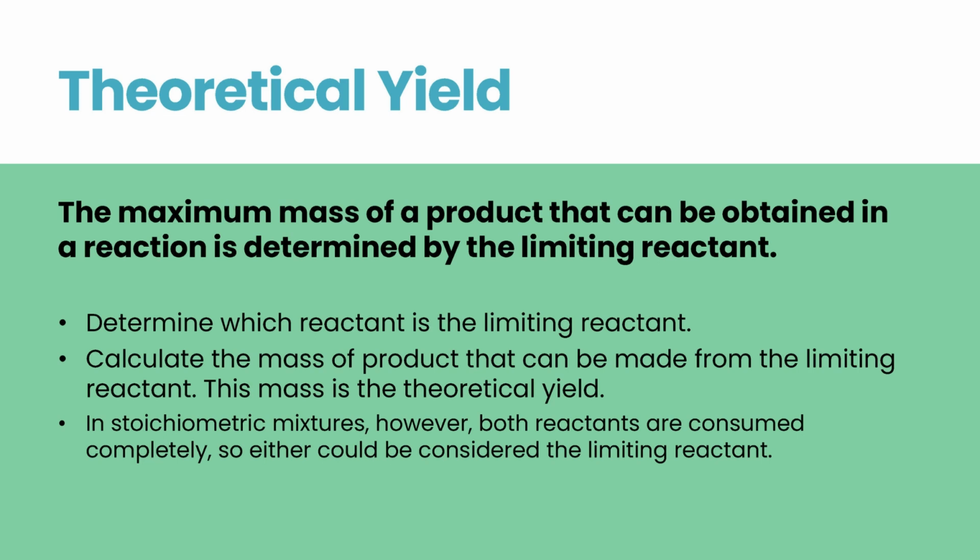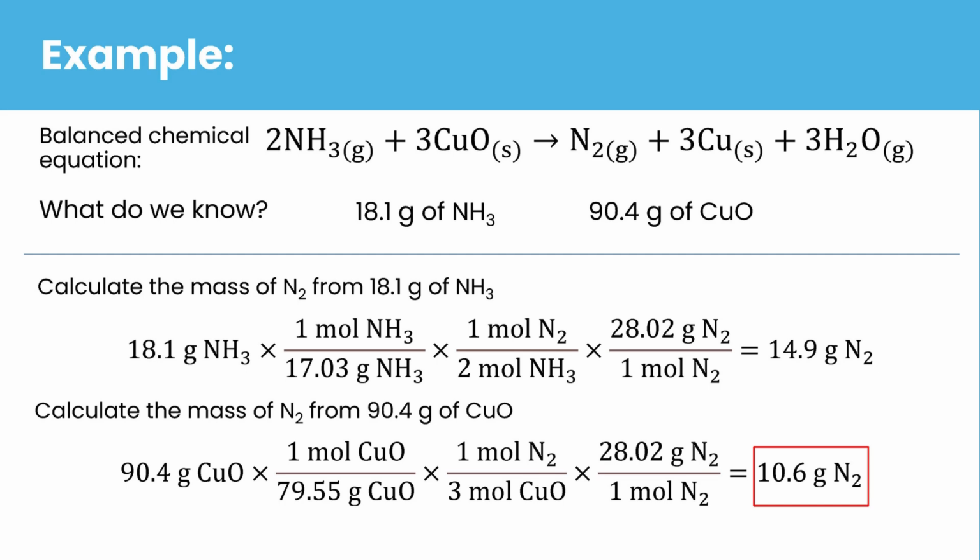What's the official term for that maximum amount? That's the theoretical yield. It's the amount of product, usually in grams, calculated based on the limiting reactant, assuming the reaction goes perfectly to completion with no losses or side reactions. So in our ammonia example, the theoretical yield of N2 was 10.6 grams. That's the most you could possibly hope to make from those starting amounts. Exactly. It's a calculated value, the ideal outcome.